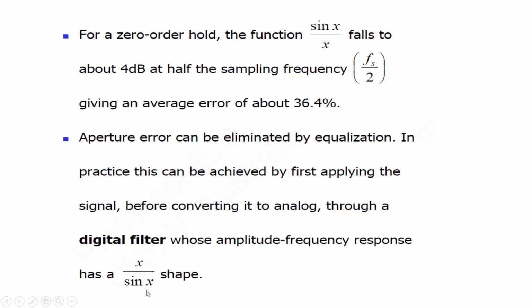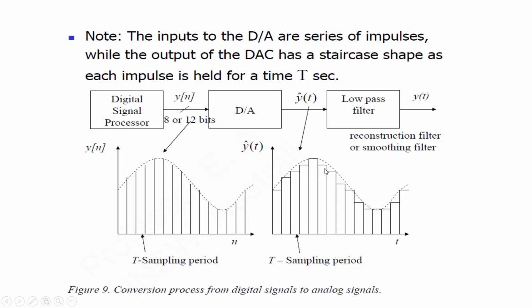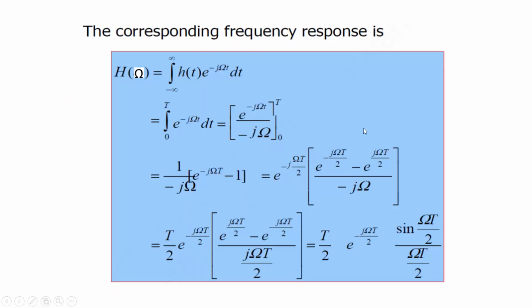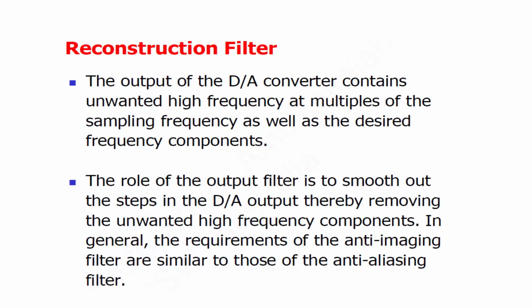All right. Now, if you look at the block diagram of the D2A converter, there is a low pass filter which we call the reconstruction filter. Let's look at the reconstruction filter now: how the signal can be reconstructed, that is, how the analog signal can be recovered from the digital input to the DAC. The output of the D2A converter contains unwanted high frequencies at multiples of the sampling frequency as well as the desired frequency component. That we have already seen because of the staircase voltage.